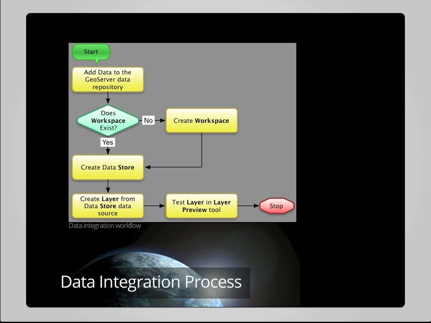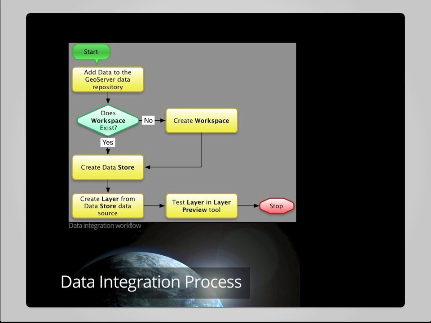If a workspace does not exist, you need to first create a workspace by going to the Workspace area within the configuration menu and choosing to create a new workspace. If a workspace already exists, you can then go directly to the point where you would create a new data store by clicking on the Stores option in the configuration menu to create a new data store that points at the data object or service that you want to add to GeoServer.